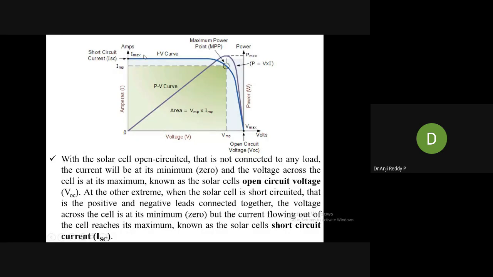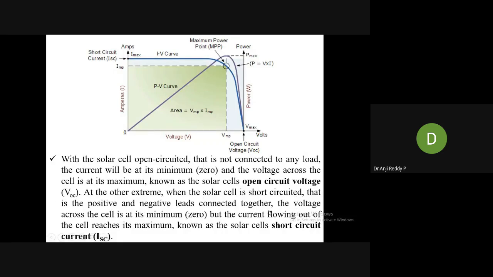Then come to the other extreme point. At the other extreme point, the solar cell is short circuited. What is the meaning of short circuited? Short circuited means the positive and negative leads are connected together.